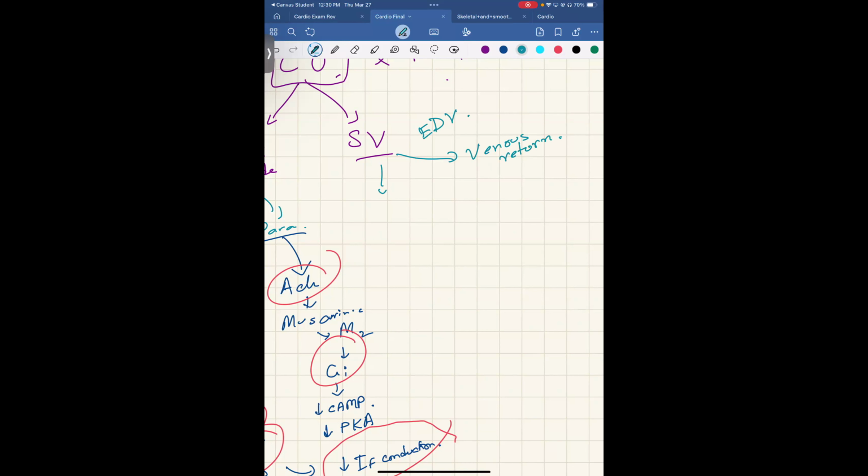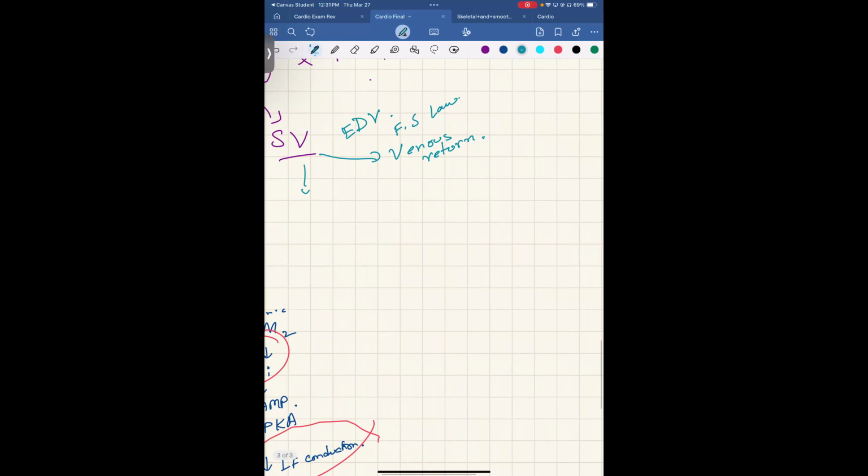And the heart muscles are like elastic. If you stretch them more, they will squeeze more. So that's the Frank-Starling law, right? Is that okay? Any questions until then? Okay. So venous return: if venous return increases, stroke volume increases.